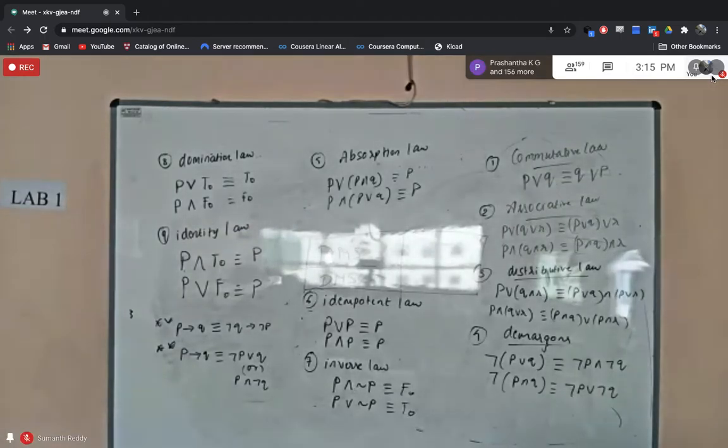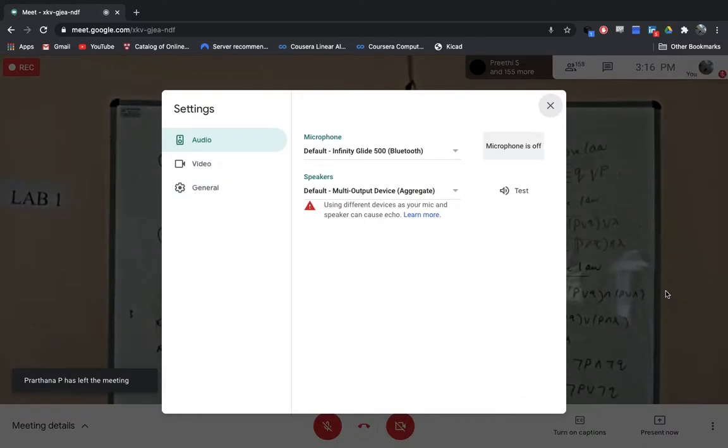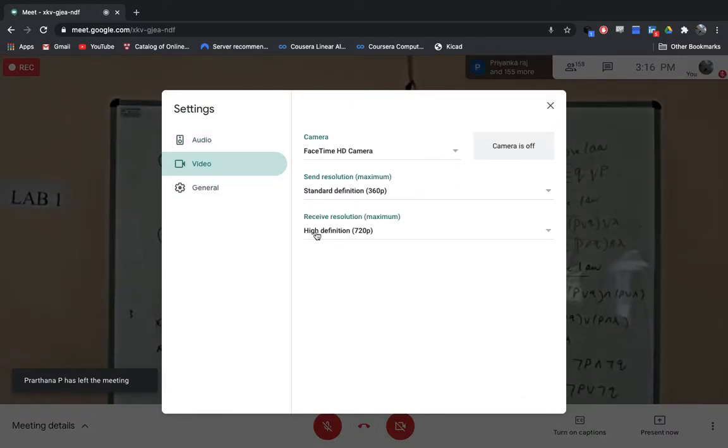Still the screen is a little bit blurred. I think it's a network issue. Okay, so now it is good, right? Now the screen is clearly visible.